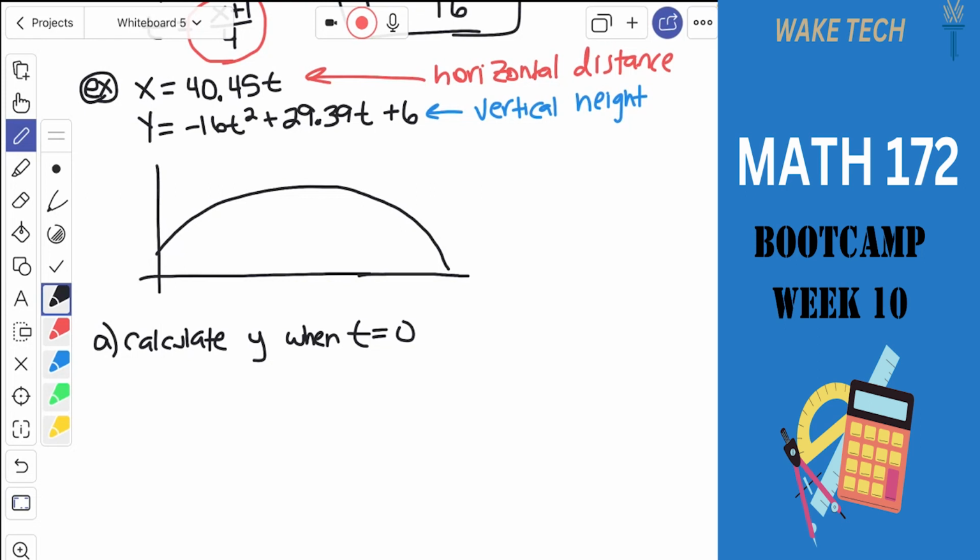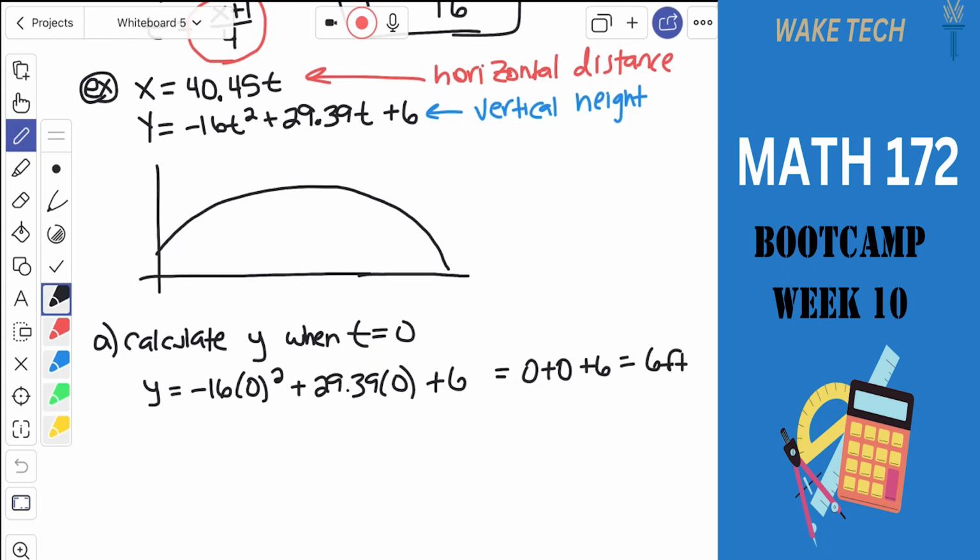Since we're after a height, we should calculate y when t is 0. So to do that, we'll plug in 0 for t. That's negative 16 times 0 squared plus 29.39 times 0 plus 6. 0 plus 0 plus 6 gives us a height of 6 feet. So when the person threw the ball, it was released at a height of 6 feet in the air. So on the graph, that's essentially telling us that the y-intercept is 6.